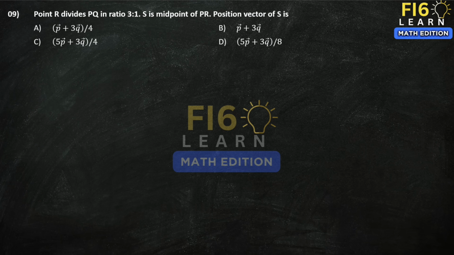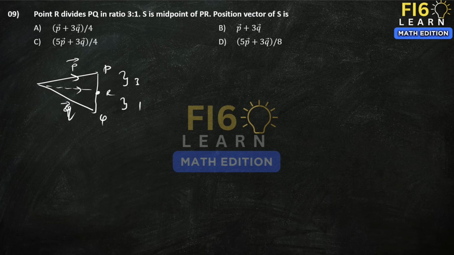Point R divides PQ in the ratio 3 is to 1. S is the midpoint of PR, and the position vector of S we have to find. In this case, we have to use the section formula, internal division. Let me draw the lines. This is P vector and this is Q vector, and these two are points P and Q. One more point is given, that is point R, which divides PQ in the ratio 3 is to 1, which means the PR part is 3 units and the RQ part is 1 unit. So first we have to find the R vector, and then we can use this data to find the S vector.